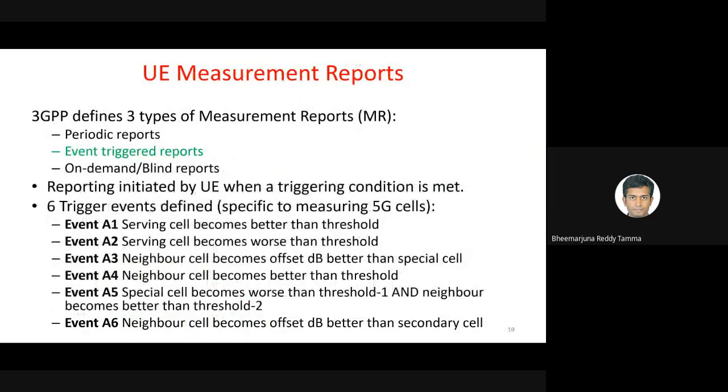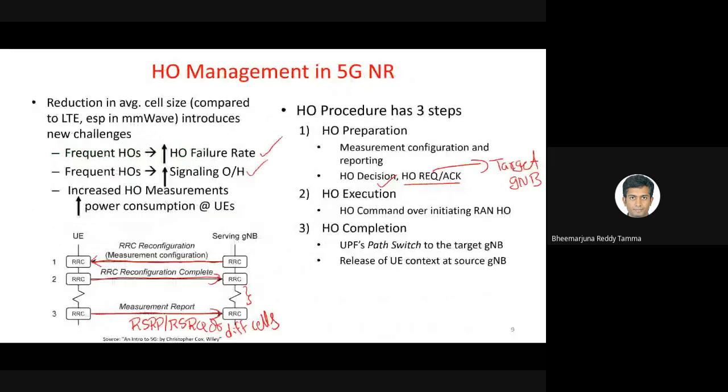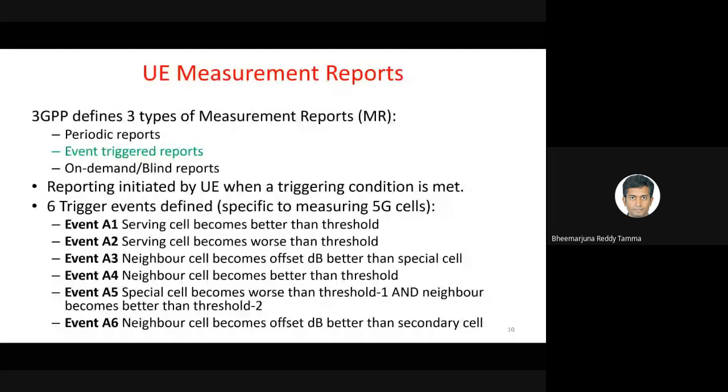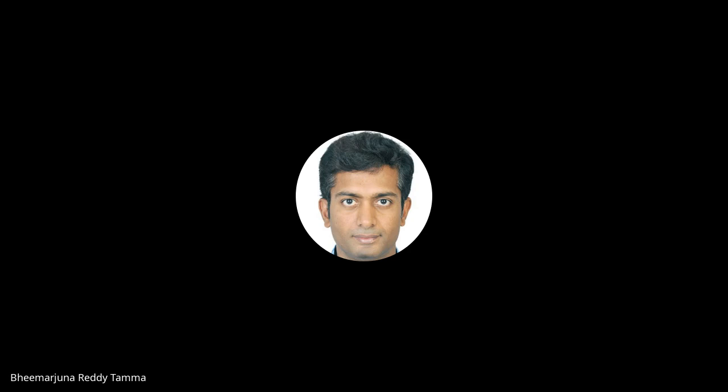Before I talk about the handover procedure, let's look at the measurement reports in 5G NR. So as I was mentioning, if you recall, this is a measurement report, the MR. There are 3 types of measurement reports 3GPP has defined. First one is the periodic. We can say that every 20 millisecond or 10 millisecond, you tell me what is RSRP or RSRQ of the serving cell and also the neighboring cell. That could be one setting.